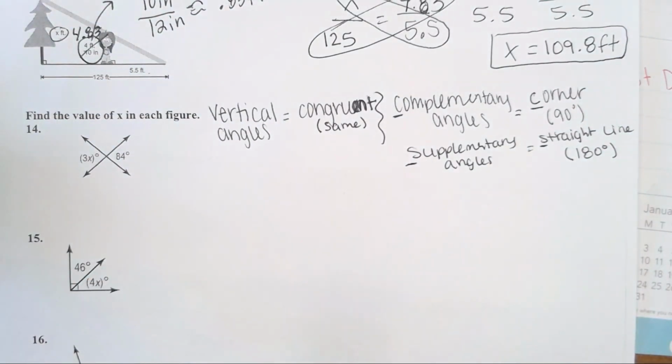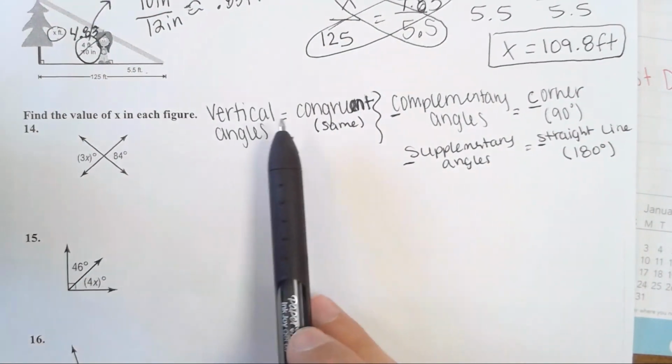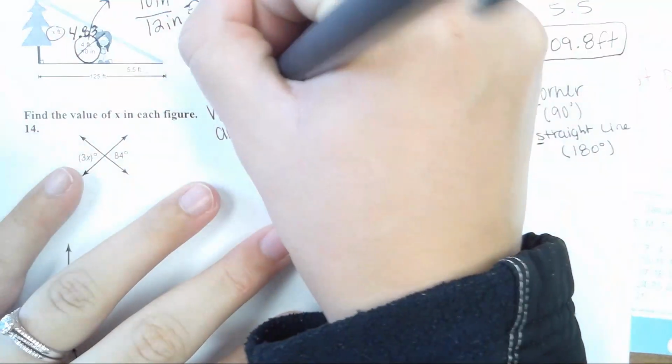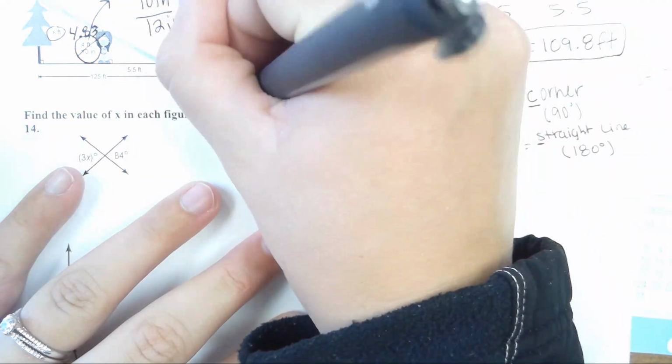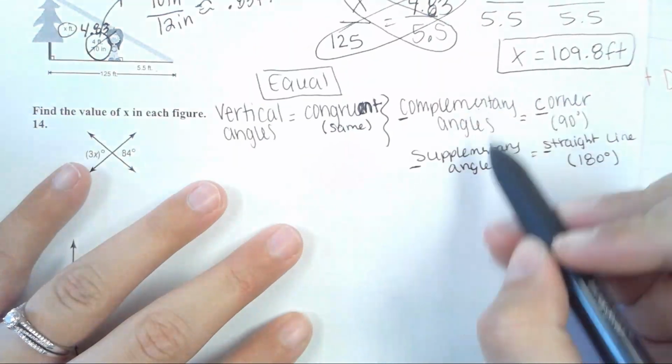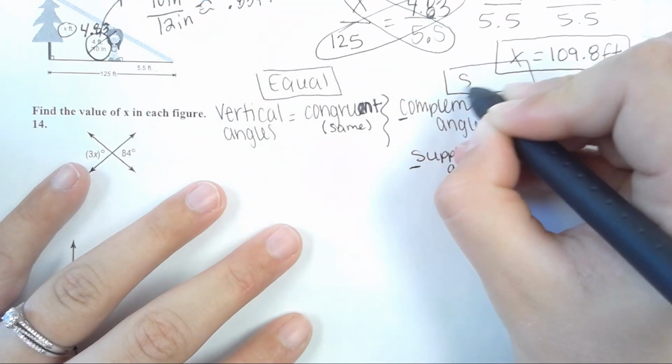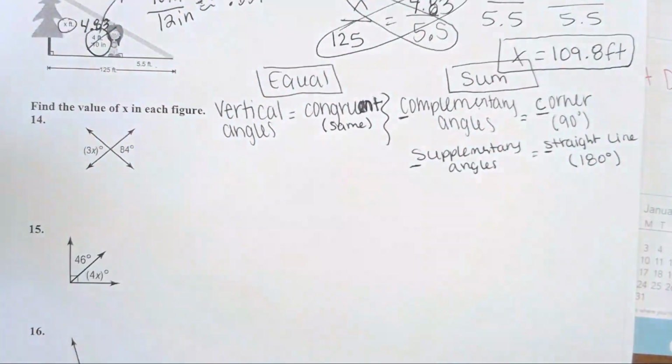So if you have vertical angles, you're setting the two angles equal to each other. So we're going to put equal over here. If you have complementary or supplementary angles, you want the sum, so you're going to add the two angles together, and then you're either going to set it equal to 90 or 180, okay?